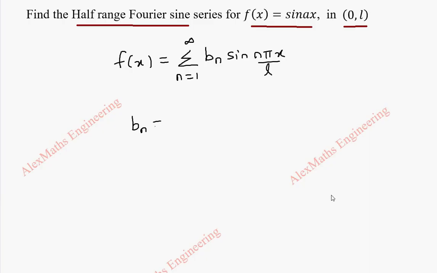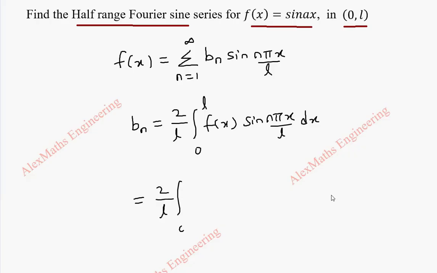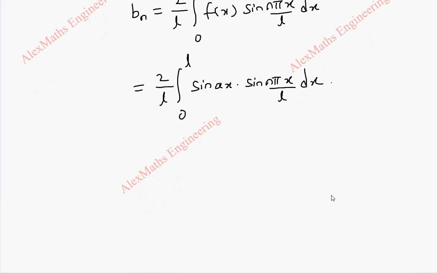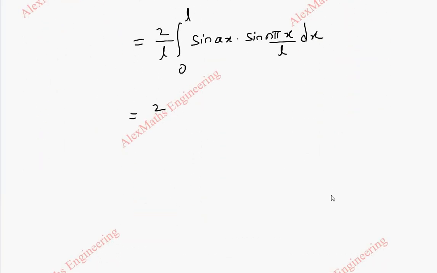And to find bn, we use 2 by L integral 0 to L f of x into sin(n pi x by L) dx. So we're going to replace f of x, which is given in the question as sin ax, into sin(n pi x by L) dx. Usually we write the n term as the first term, so I'm going to rearrange this: 2 by L integral 0 to L sin(n pi x by L) into sin ax dx.